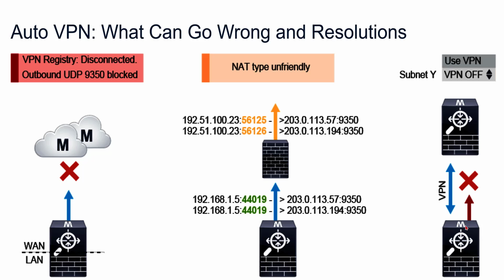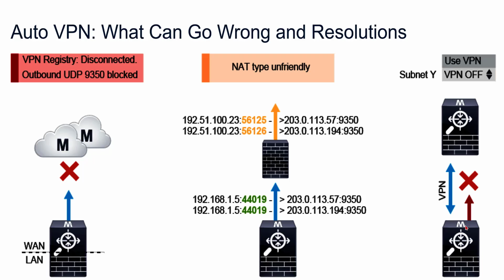All right? When I troubleshoot AutoVPN, I go in that order. Control plane. Can the MX reach the registry? Check UDP port 9350. NAT behavior. Is NAT consistent? Look for NAT unfriendly. Data plane and routing. Are the subnets actually being advertised? Check for VPN participation. If you follow that order, you will absolutely find or isolate the problem pretty quickly.